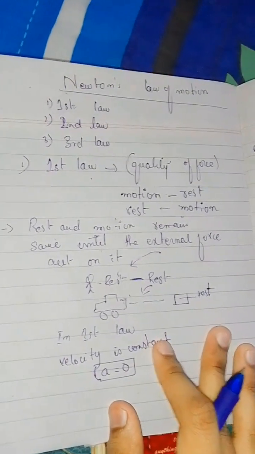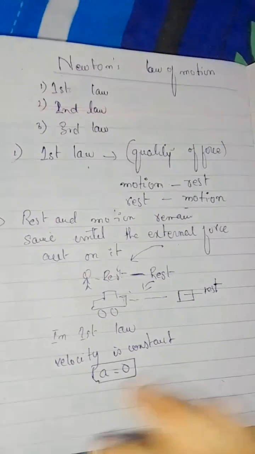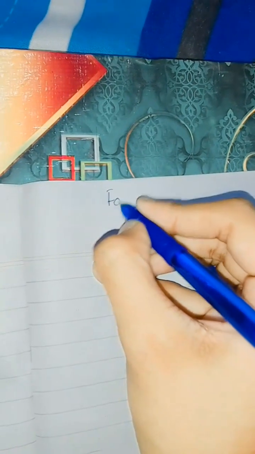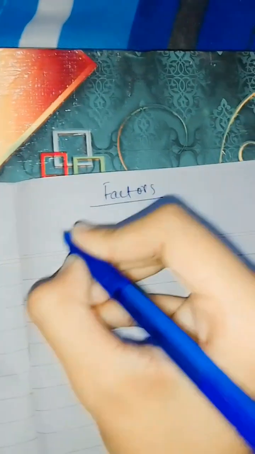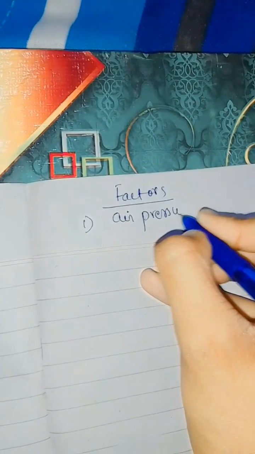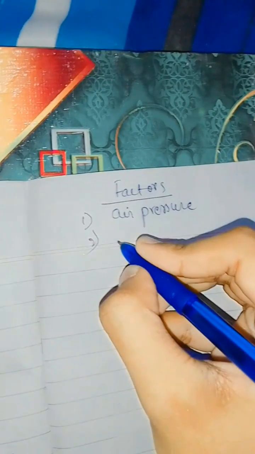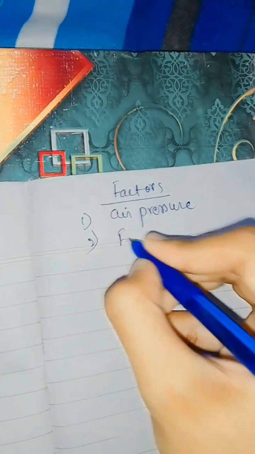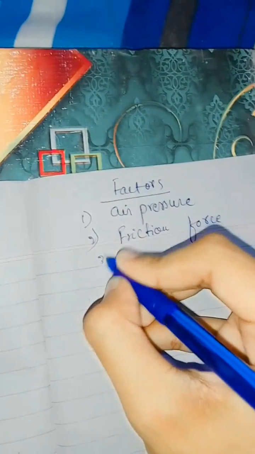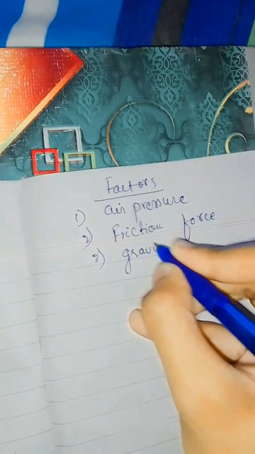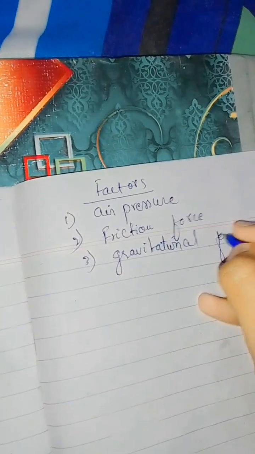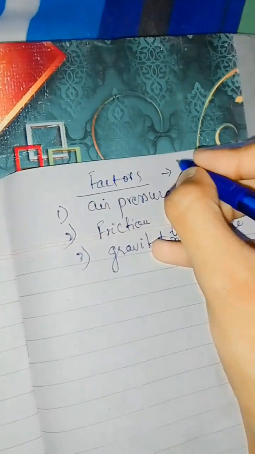Now there are some factors of the first law. Let's see what they are. The first factor is air pressure. The second factor of the first law is the frictional force, and the third is the gravitational force. These are the factors of the first law.